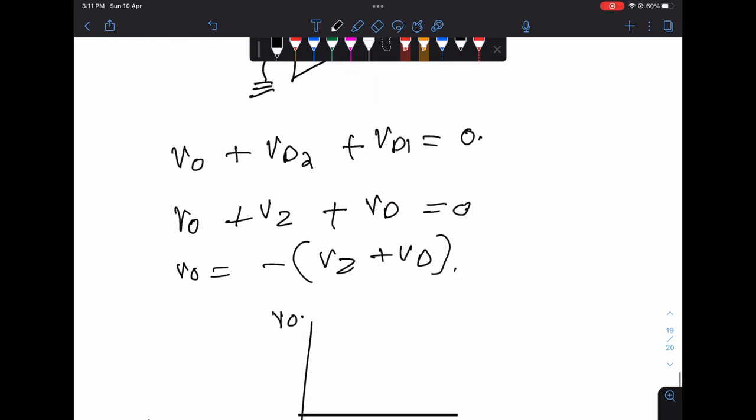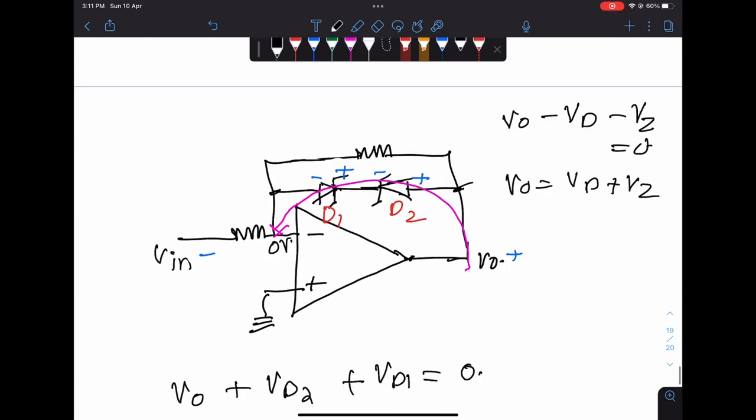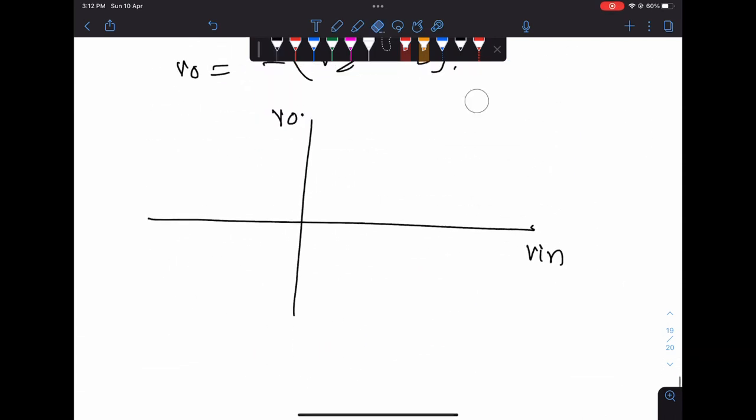So first, I told that before getting to the breakdown voltage, current won't flow through that path. That just means you can remove that part of the circuit, and the remaining part is just the inverting configuration op amp. What is the inverting configuration op amp slope? Minus Rf by R1. You can draw a line with a negative slope.